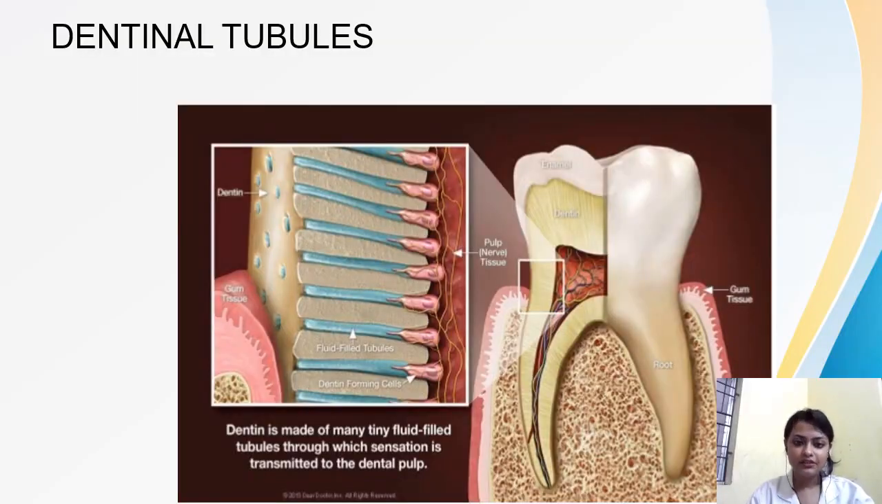Now this is the picturesque view of the dentinal tubules, how they will be. It is made up of tiny fluid-filled tubules through which the sensation is transmitted to the dental pulp. In these tubules only the odontoblastic processes are there. This only transmits our sensations. So the sensitivity reactions, if there is abrasion of the enamel and the dentin is exposed, are transmitted by none other than these dentinal tubules.